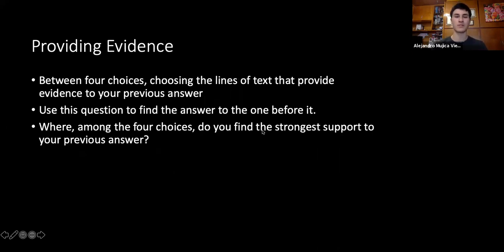Providing evidence. This is one of the most important kinds of questions. We'll probably find like 7 or 8 at least out of the 52. So that's a lot. It's like 20%. Is it 20%? Yeah, or more. No, a little less, like 15% of the whole exam will probably be this type of question. Between 4 choices, they'll give you the choices of the lines of text that provide evidence to your previous answer.